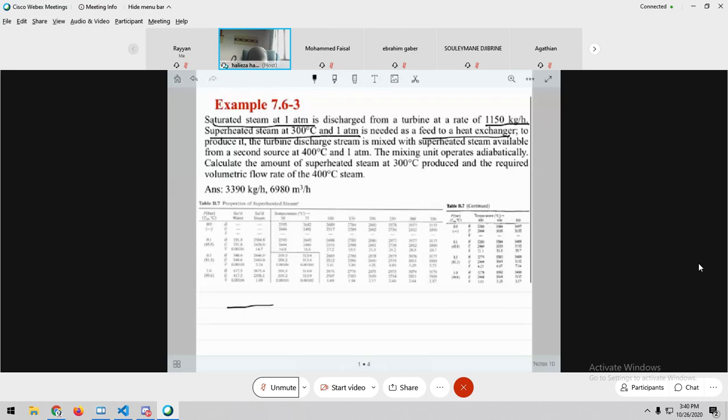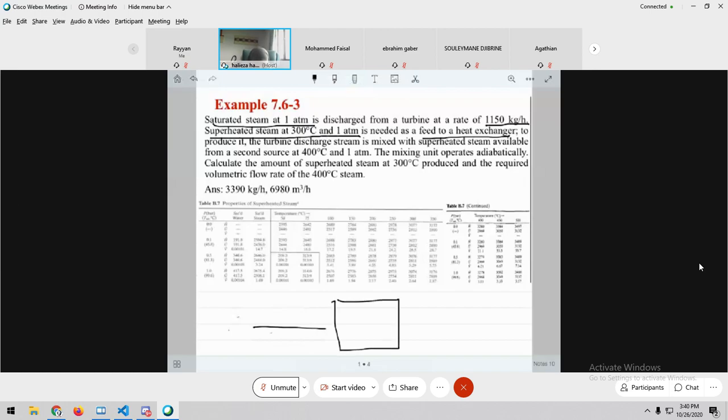Saturated steam at 1 atm is coming up from a turbine. So let's draw. This is a turbine. It's coming out. That's saturated steam. Superheated steam is needed. Okay, I need to undo that because I don't need this. Can you read the question properly? Because it's just mixed. The turbine discharge is mixed with the superheated steam. So this is a mixer problem.